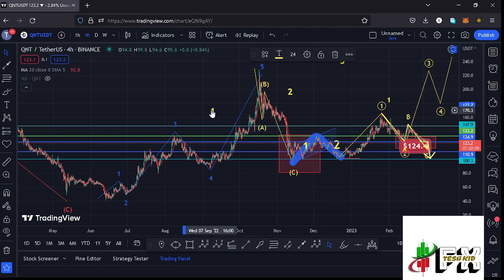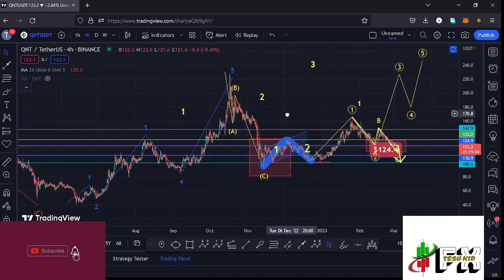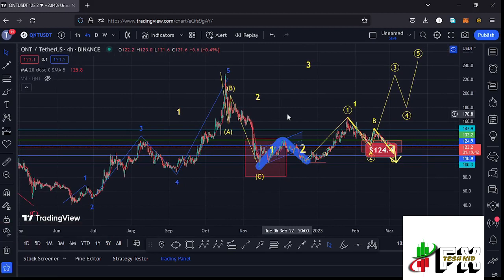And after seeing the high for that larger Elliott wave count 1, we expected a corrective structure in the formation of a larger Elliott wave count 2, which is a corrective wave. We also expected to see an ABC corrective structure over here, which we have seen, giving us a low at around the $94.4 mark, and there are chances that that might be the low for that higher Elliott wave count 2.